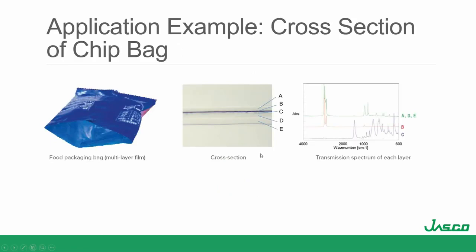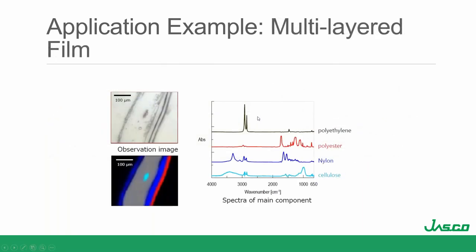This is an example of a cross section of a chip bag. As you can see, there are multiple lines visible, and from each one of those a sample was taken. So A, D, and E are one polymer, and B and C are separate polymers. Another example is a multi-layered film, and you can see where the impurity in this film is coming from cellulose. So it's a quality control application.